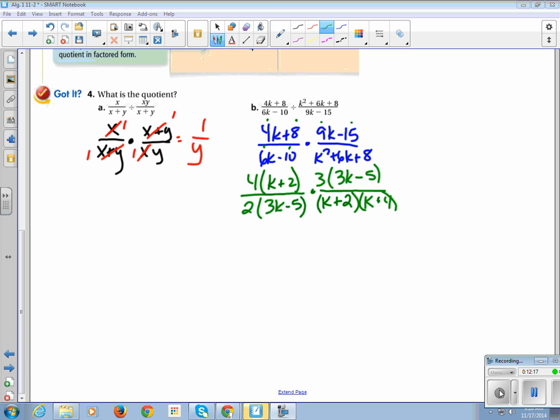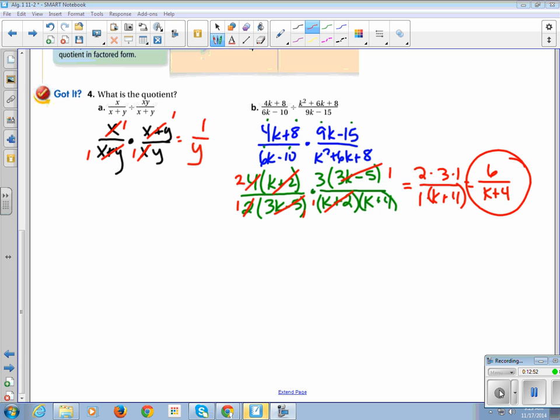So now is my favorite part, where we cancel everything out. And everybody lives happily ever after. K plus 2 and k plus 2. 4 divided by 2 is 2, and 2 divided by 2 is 1. I think that's 2 times 3 times 1, and that's 1 times k plus 4. Woohoo!